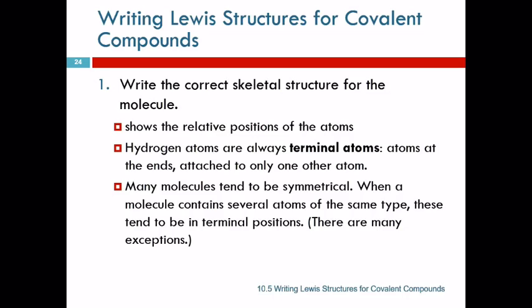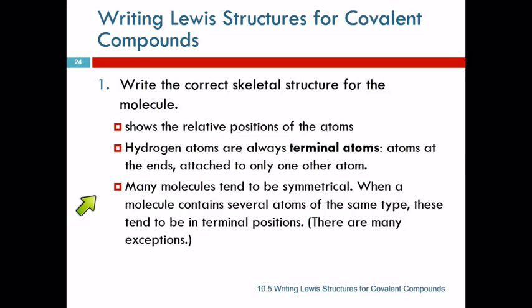First step is to write a correct skeletal structure. Let's just figure out how the atoms are connected to each other, not worrying about double bonds or anything, but just figuring out how to connect them. What it's important to understand is that hydrogen atoms are always going to be terminal atoms. That means they're on the end. Because hydrogen only has one electron, it can only make one single bond. So it has to be on the end. It cannot be between multiple other atoms. It just can't do that.